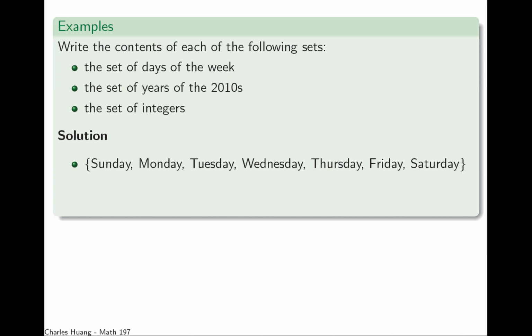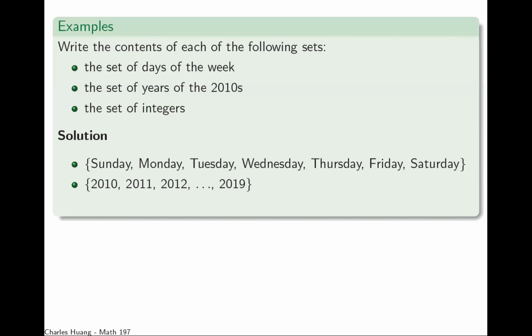Now for the set of the years of the 2010s, we are talking about years that are 2010, 2011, 2012, all the way up to 2019. To list everything out, that's a lot of work. So we will abbreviate, we'll shorten it using three dots like this. So this is to show you that we have everything from 2013, 2014, 2015, all the way up.